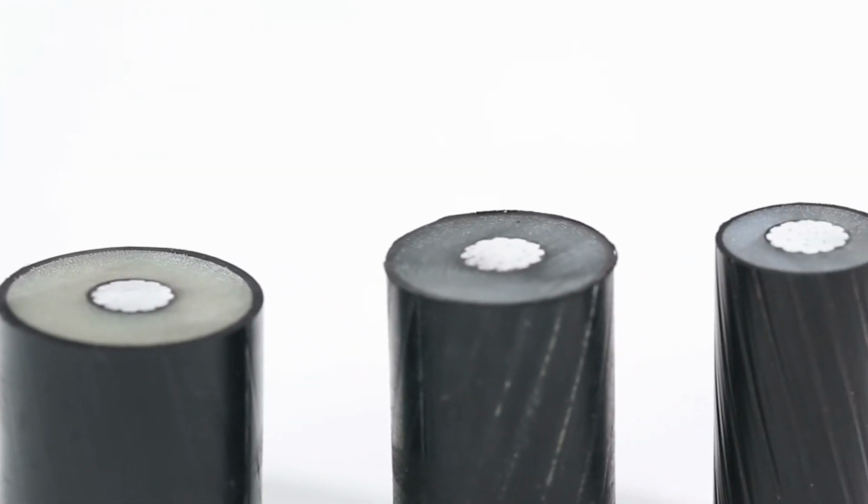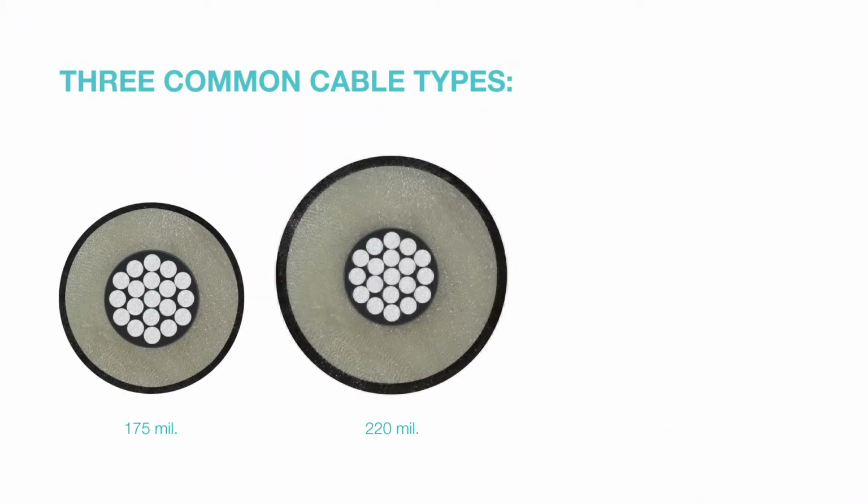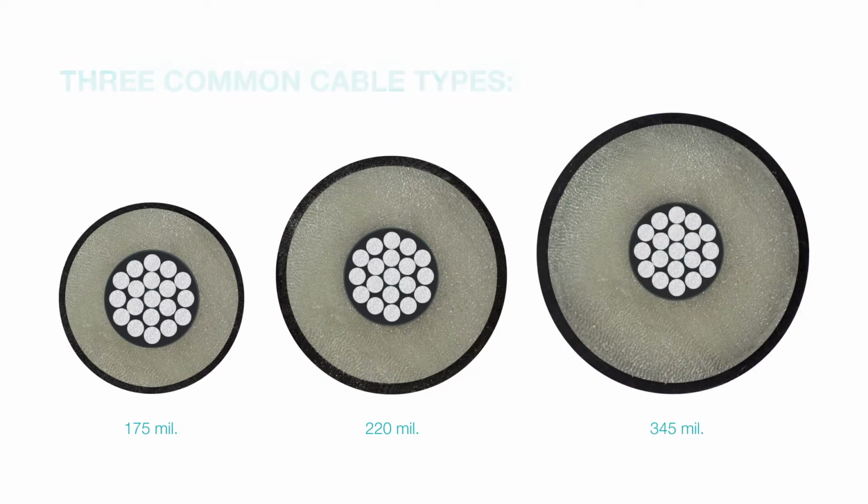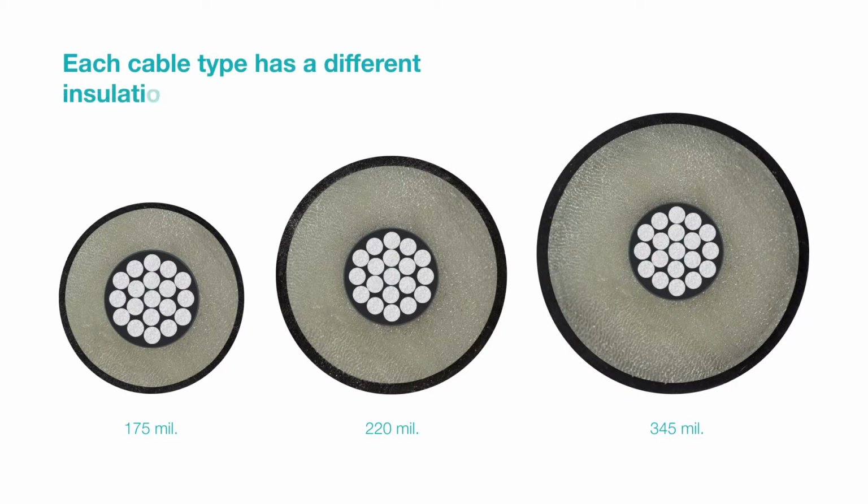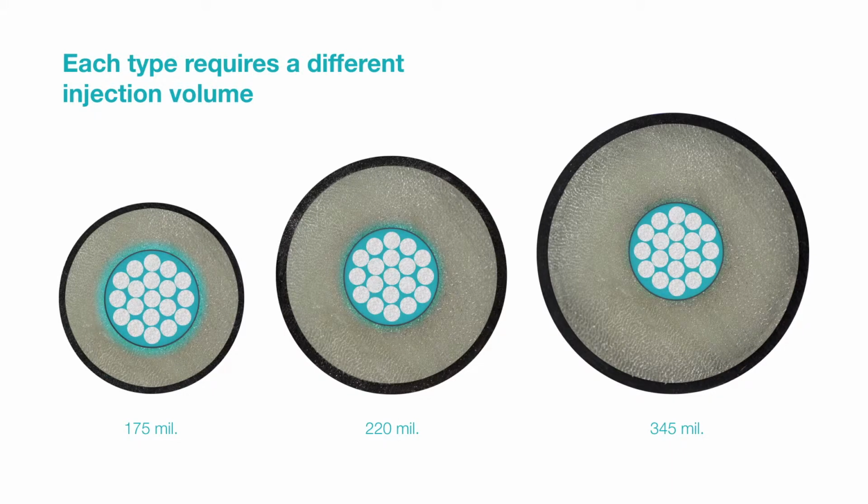Consider the geometry of three common types of cable: 1/0 175 mil, 1/0 220 mil, and 1/0 345 mil. Each of these cable types has a different insulation volume. Therefore, each type requires a different volume of injection fluid for adequate treatment. However, the volume available between the conductor strands is the same in all three cases. It should be obvious that a single volume in the conductor strands simply can't offer ideal protection for three different insulation volumes. Without a feed tank, this one-size-fits-all approach to treatment is the approach used.